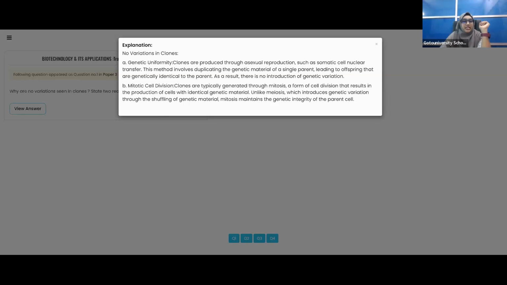So no variations are seen here. The first reason why there is no variation in clones is that they reproduce through asexual reproduction. This process involves duplicating the genetic material, which leads to offspring genetically identical to their parent. Is it clear? Then the second one is mitotic cell division. In asexual reproduction, mitotic division takes place. If it was meiosis, we could have said that genetic variations are shuffled. But mitotic division is that form of division which results in the production of cells with identical genetic material. Is it clear? So mitotic division and genetic uniformity, these are the two reasons why there are no variations in clones. Is it clear?